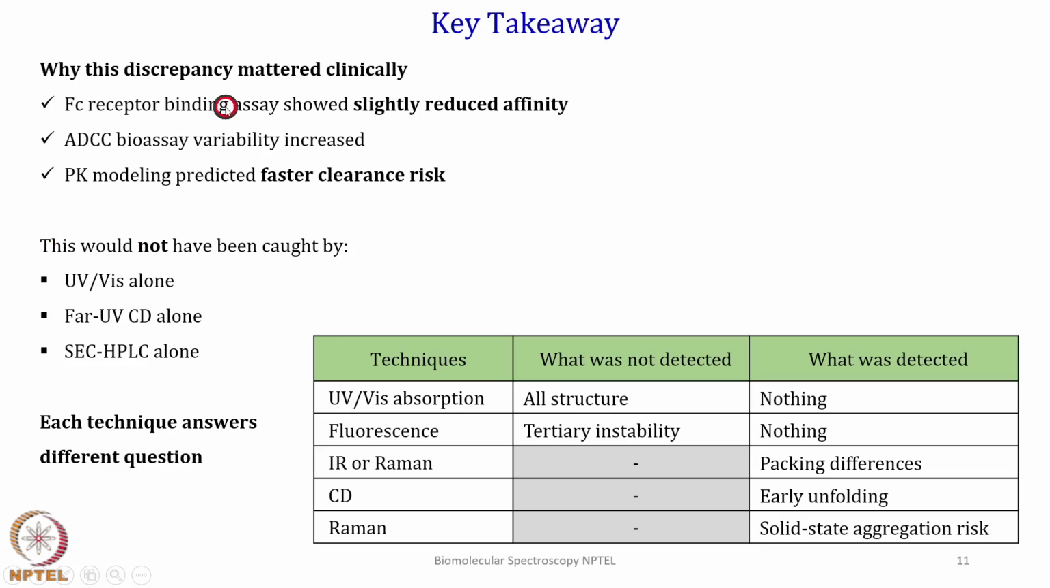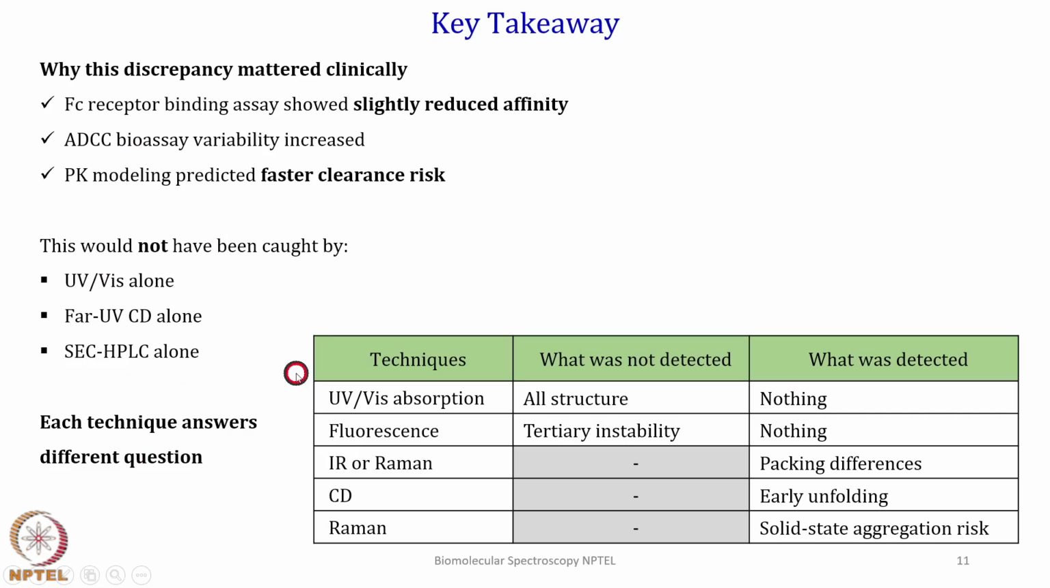So, this has been the case in many clinical studies where a difference comes, right. So, the PK modeling can predict the faster clearance risk. So, not only analytical, you have to do also the animal model, and anti-drug immunogenicity should not happen, and even in PK there should not be a difference, right.